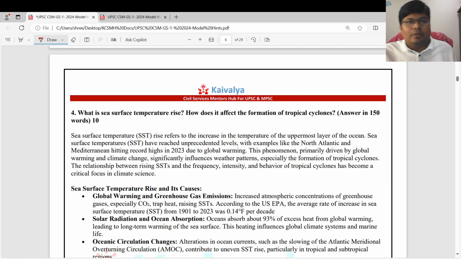Then the next question was: what is sea surface temperature rise and how does it affect the formation of tropical cyclones? Again, tropical cyclone is, you can say, the favorite theme of UPSC. If you go through the previous year question papers, I think two to three times a question has been asked on tropical cyclones and sea surface temperature rise. This topic was in the news in April or May 2024, so you can interlink it with current affairs.